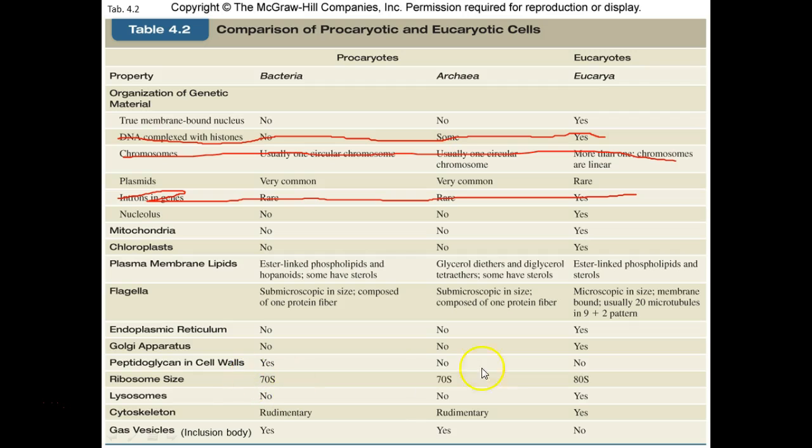Ribosomes, size 70S for prokaryotes, 80S for eukaryotes. Lysosomes, again, this is an organelle, right? So eukaryotes only. Cytoskeleton, remember, not very complex in our prokaryotes, but it does exist. Much more complex, right? Many components for eukaryotes. A gas vesicle is actually an example of an occlusion body. And remember, who did we say had these? Prokaryotes, so both bacteria and archaea.